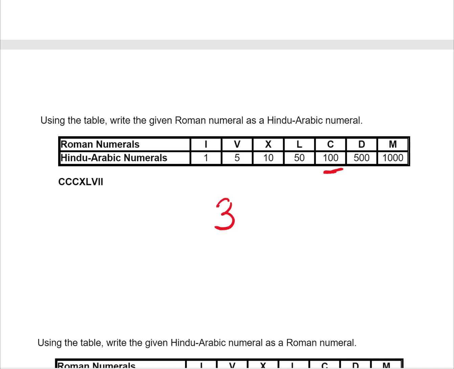Now remember, in Roman numerals, we have the ability to subtract, and we see a symbol for 10 before the symbol for 50, so that means we're going to be subtracting 10 from 50 to give us 40. So we're up to 3, 4, and then we see a 7. So 5 plus 2 gives us 7, so that number is 347.